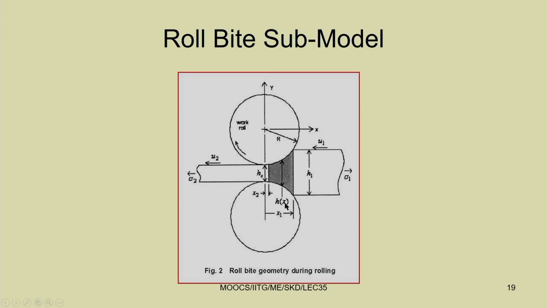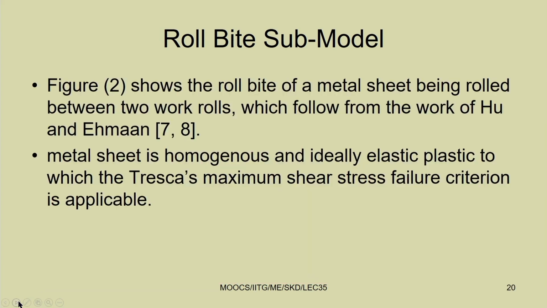This is the initial roll gap. So, h can be retained this way. This is the h and this is the entry. At this entry, at a distance x 1, let us consider the radius of the roll equal to r. We have taken this direction as the x direction and this as the y direction. So, figure 2 shows the roll bite of a metal sheet being rolled between two work rolls, which follows from the work of Hu and M1.